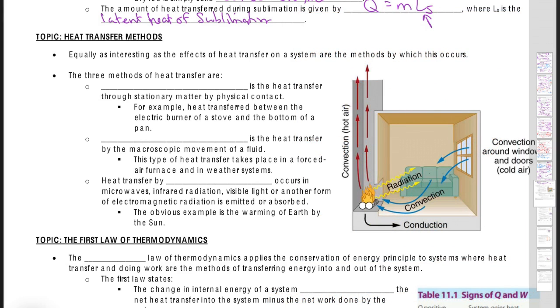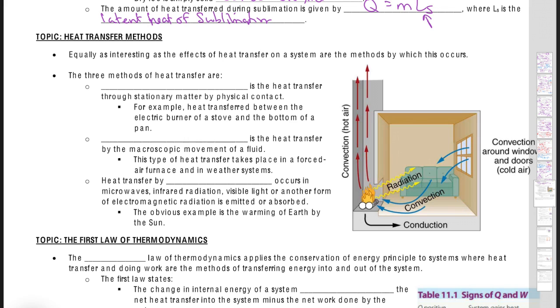Okay, so let's finish up topic 8.2. We've been centered around heat and the transfer of heat. But how do we transfer heat? Kind of like in a house, right? We all have a heating system, an HVAC system. How does that HVAC really work? This is an area where physics does help you be an informed consumer. Equally as interesting as the effects of transfer on a system are the methods by which this occurs.